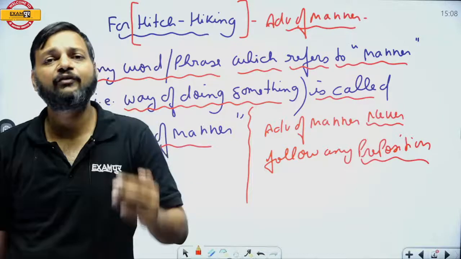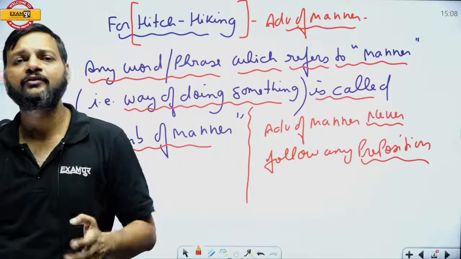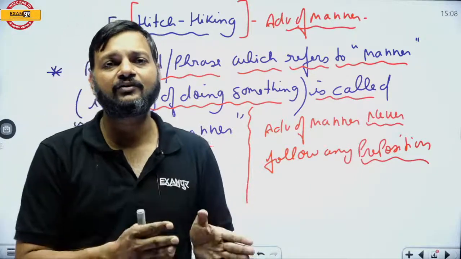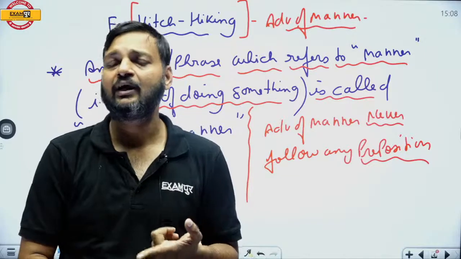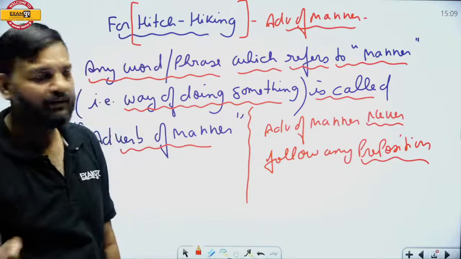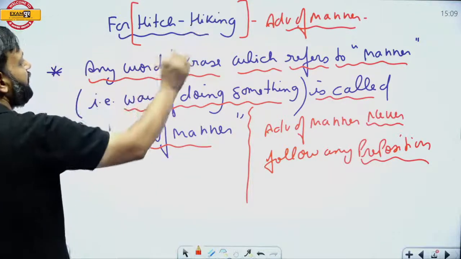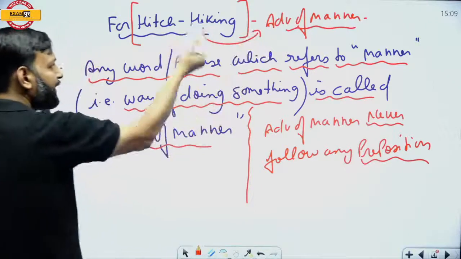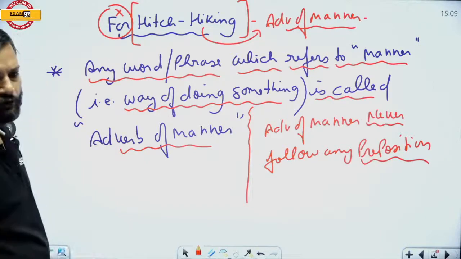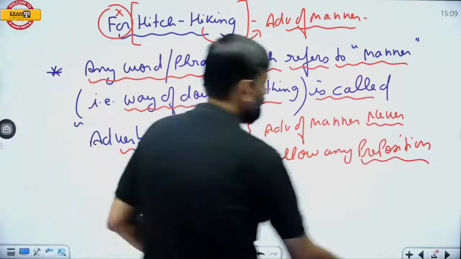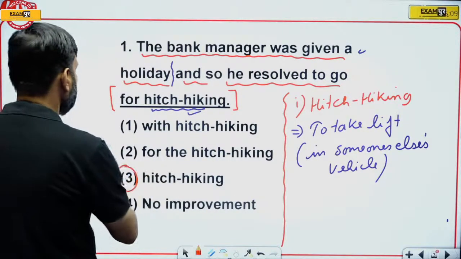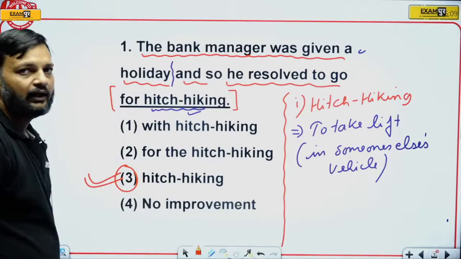How is it an adverb of manner? Because an adverb of manner is any word or phrase which refers to the way of doing something. Here hitchhiking means to take a lift, so it is an adverb of manner. Third thing: adverbs of manner never follow any preposition. Since this is an adverb of manner, it will never follow any preposition. So the use of for is wrong here. In place of for hitchhiking we need just hitchhiking. So that would be the correct answer.